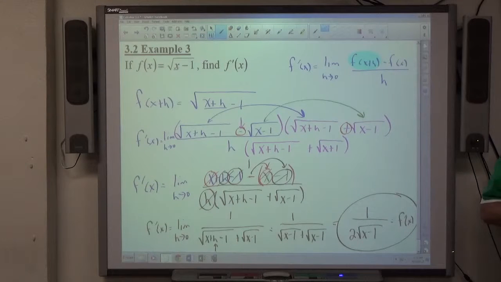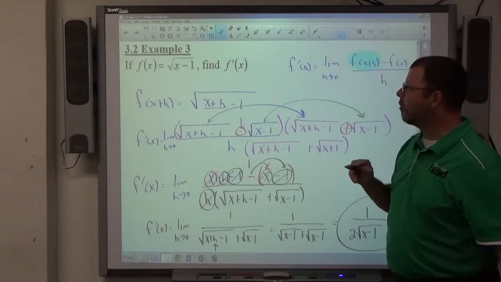Did it ask anything about domain in the homework? Yeah. Did it? Okay, so let's just take a look at our original function here, the domain.